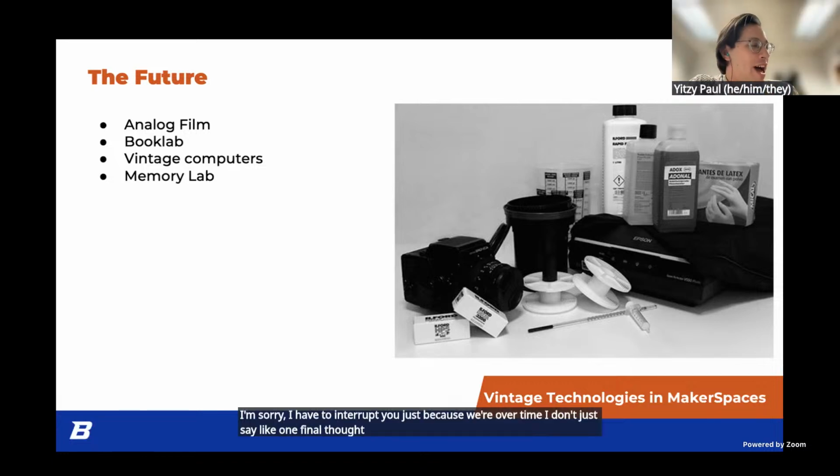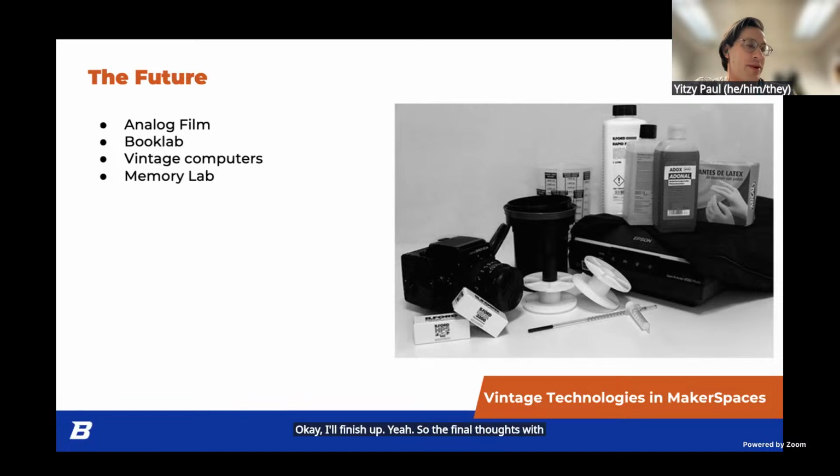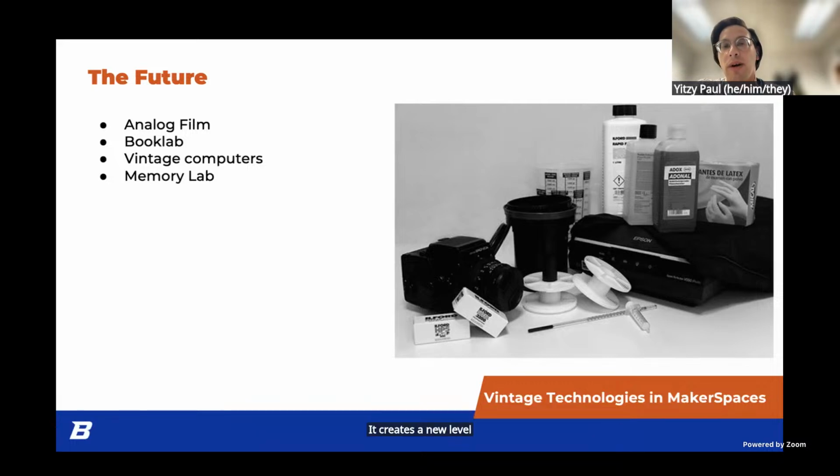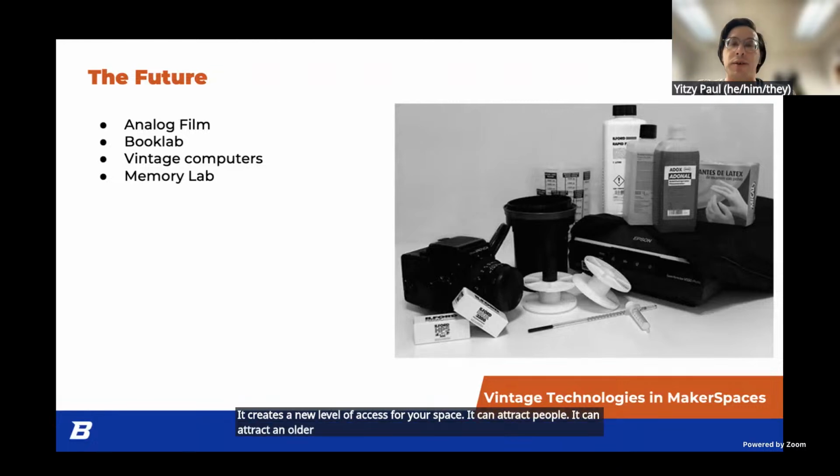So the final thoughts with this is there's some really interesting synergy on this. It can enhance experiential learning. It creates a new level of access for your space. It can attract people, including an older generation of folks. And there's a really interesting sustainability approach to this. Instead of allowing these things to end up in landfills, we can find places for them in our spaces.